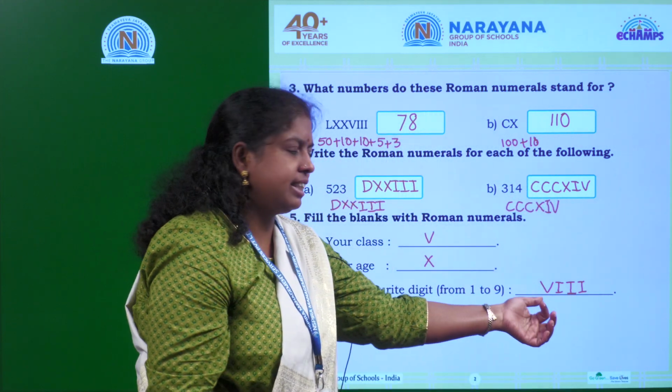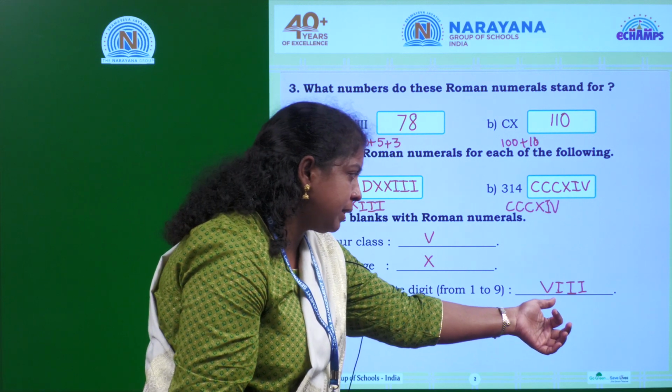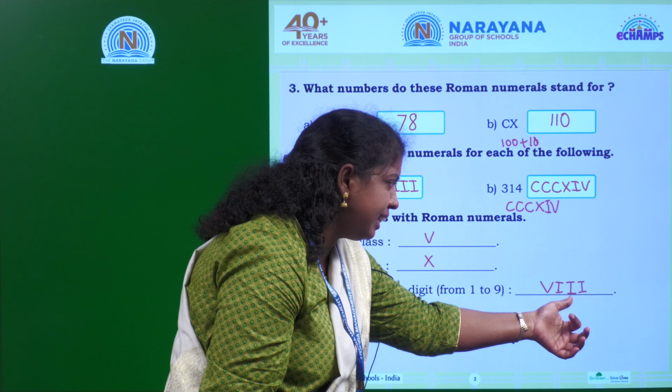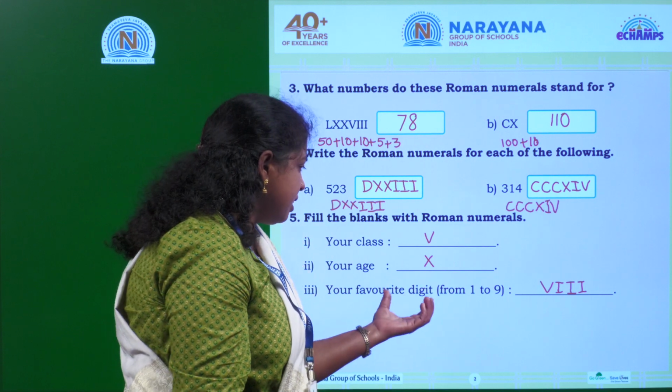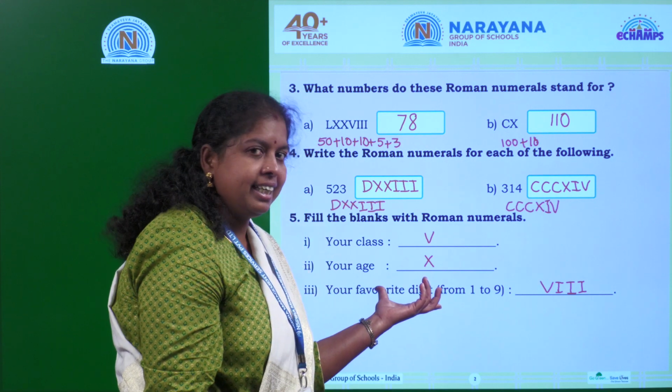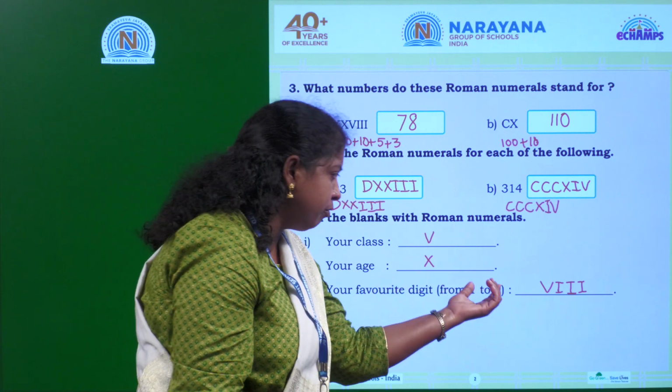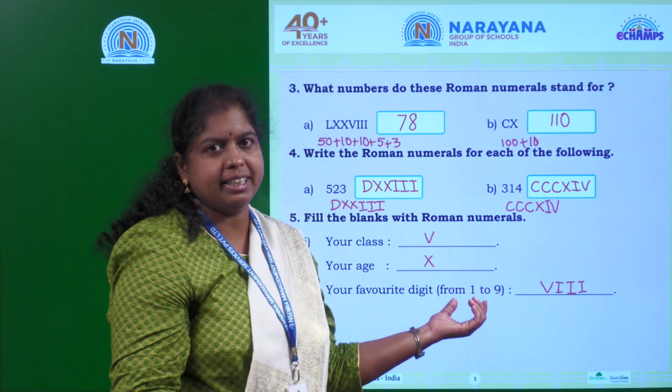Okay, children. So, my favorite digit is 8. So, I am representing it as V I. Okay, like this you can take any favorite digit between 1 to 9 and you can represent it in Roman numerals.